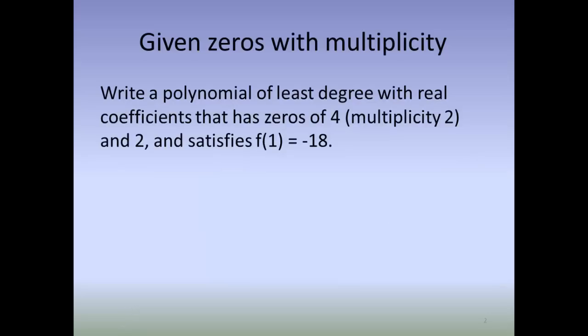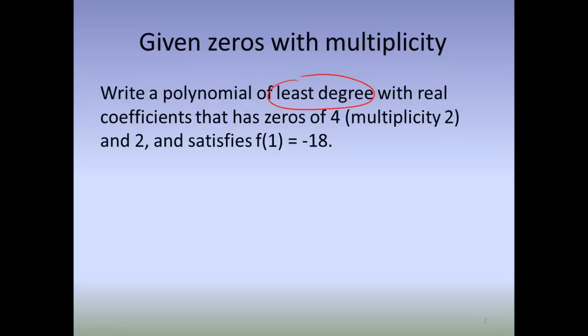All right, our first example is given zeros with multiplicity involved. So we're going to write a polynomial of least degree with real coefficients that has the zeros of 4 and 2. Now our zero of 4 has a multiplicity, which means it's a repeated zero. And we also have to make sure that we satisfy that f of 1 equals negative 18. So let's take a look at what least degree means.